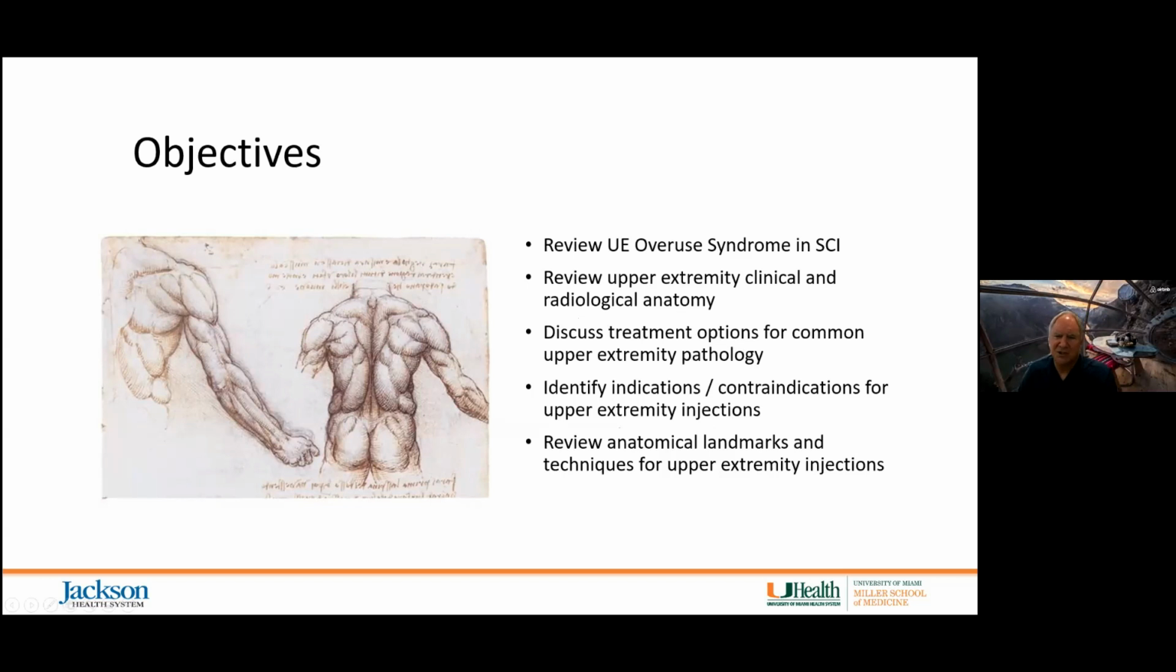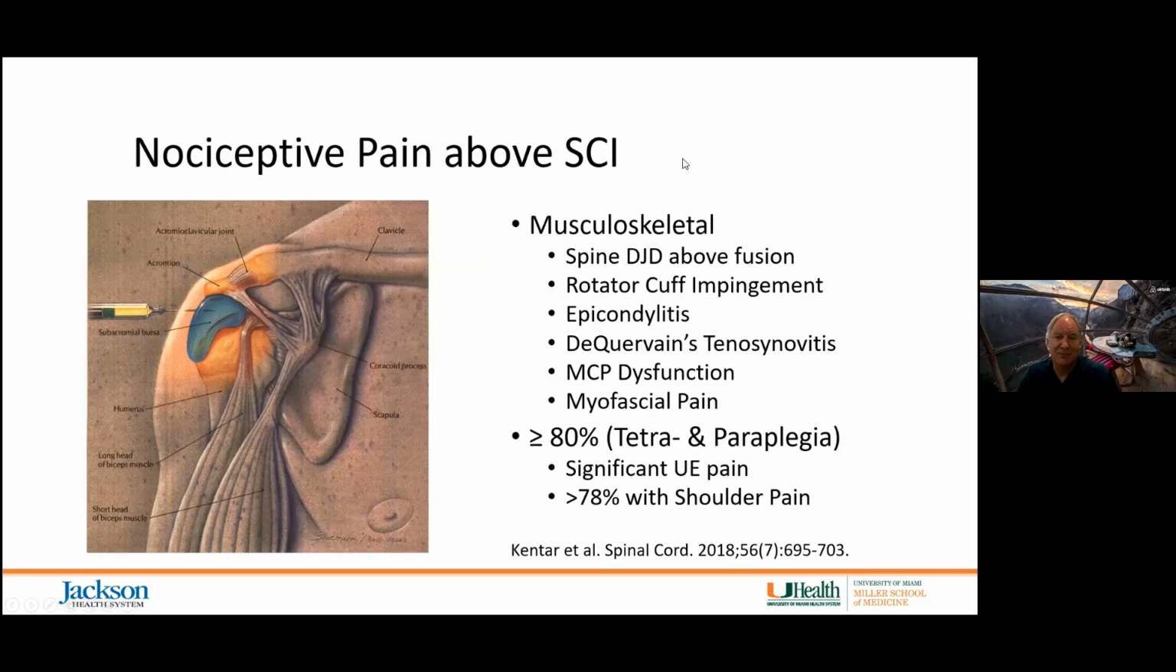Talk through indications and contraindications for injections of upper extremity problems. And again, talk through some of the anatomical landmarks and techniques for upper extremity injections, as well as, I want to talk through a little bit, if we're going to do a surgical intervention, what that is going to look like for a person with spinal cord injury who uses their upper extremities for mobility. So have a lot to cover. I'll be running through fairly quickly.